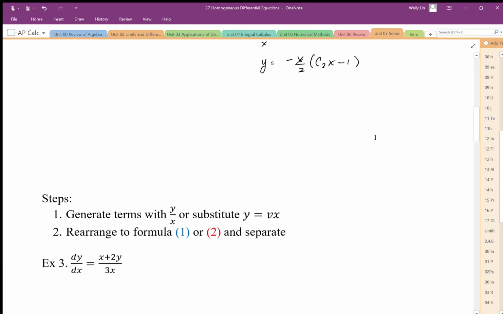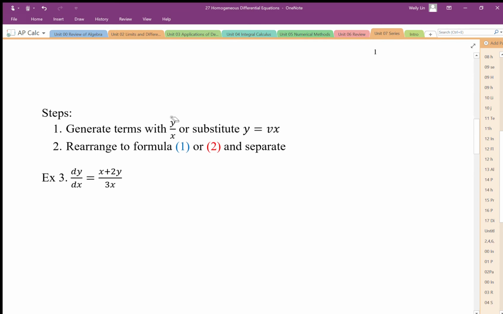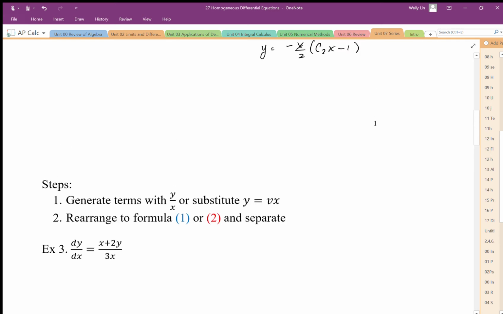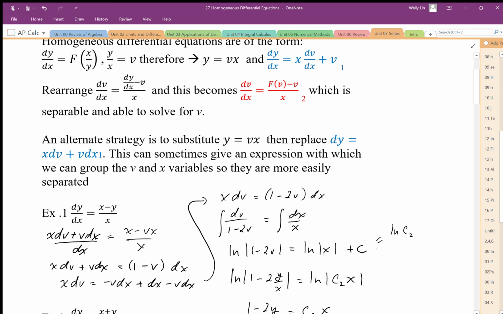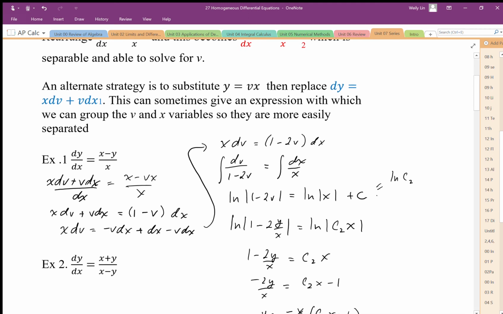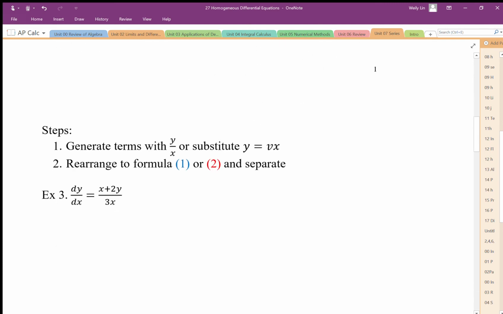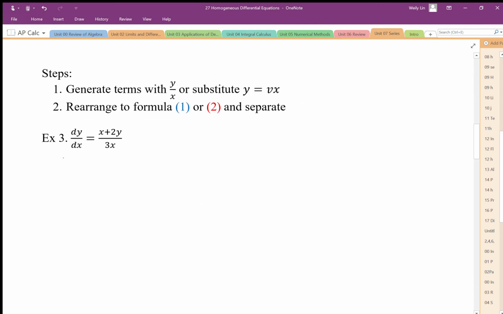Okay, so we can generate terms with y over x, or we can substitute y equals vx. This typically is easier, and then we can use either formula 1 or formula 2. We can put it into this form here and separate, or we can replace the dy with the product rule expression that we generate. Okay, so let's try this one. In this one here, I'm just going to replace again the dy with x dv plus v dx, that's going to be over dx, and then I'm going to replace the y with a vx expression.